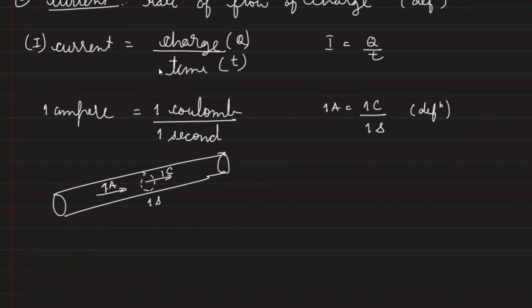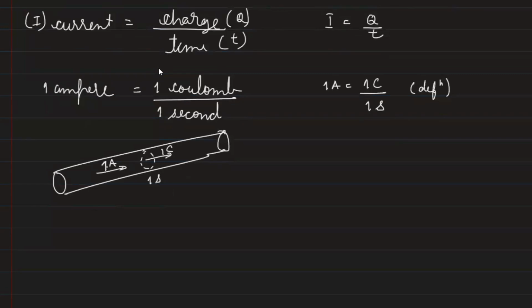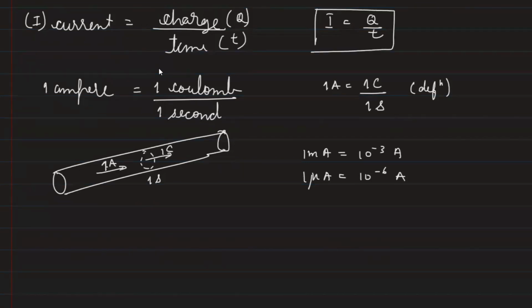Again, 1 ampere will have 1 coulomb of charge flowing, and we have just seen that 1 coulomb of charge is a very high amount of charge. So we have smaller units for ampere as well. So 1 milliamp is 10 to the power minus 3 amperes, and 1 microampere is 10 to the power minus 6 ampere. So these are smaller units of current. So again, what you need to remember, this is a formula, and also we have seen that Q is equal to NE. So that can also be one formula.